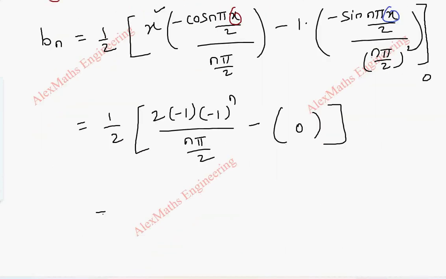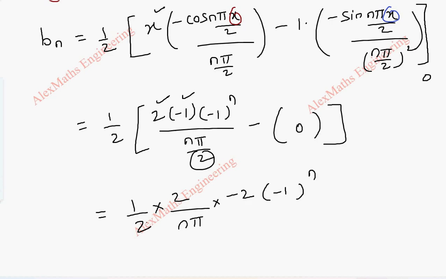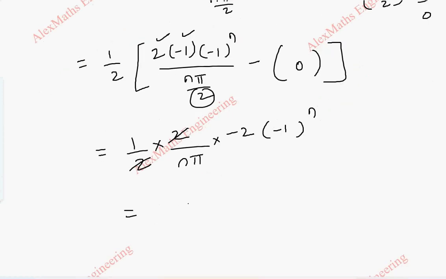So finally, this 2 will be taken to the numerator. So into 2 by n pi, and there is another 2 and another minus 1. So total it is minus 2 into minus 1 whole power n. So anyway, we can cancel this, and we have minus 2 into minus 1 whole power n by n pi. This is our bn.